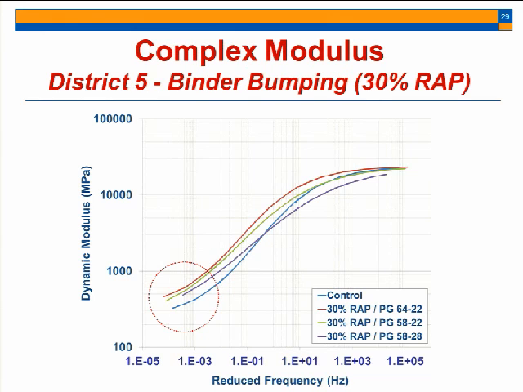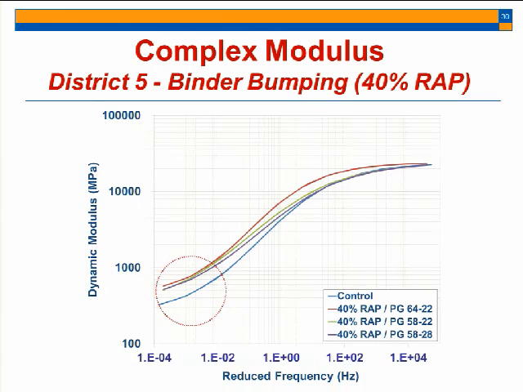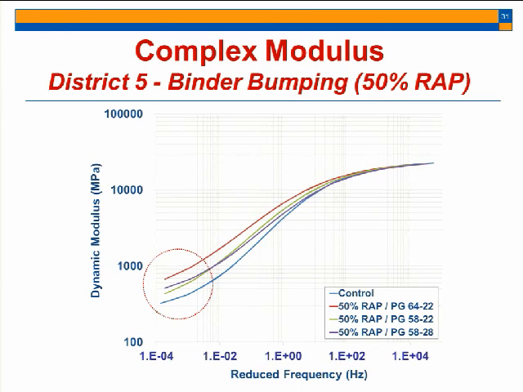So in order to lessen the effect of this stiffness, again here we put PG 58-22 and 58-28 in these mixtures. We can see a decrease in moduli for 30% RAP. It's not that significant, but we do see improvement. For 40% RAP, they almost behave the same, almost all of them. For 50% RAP, the single and double bumping did improve the moduli, but they almost remain the same.